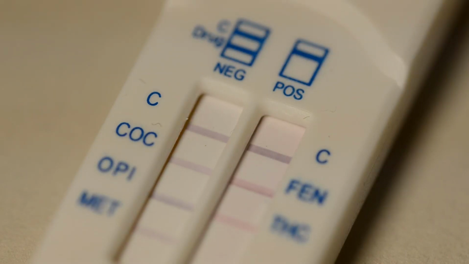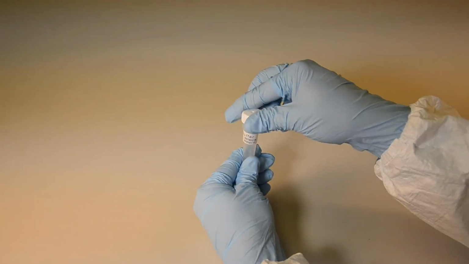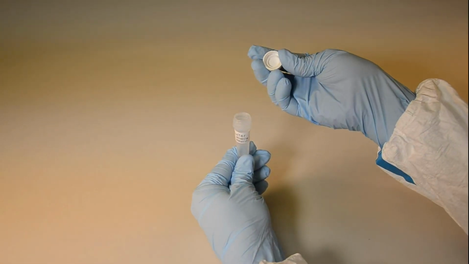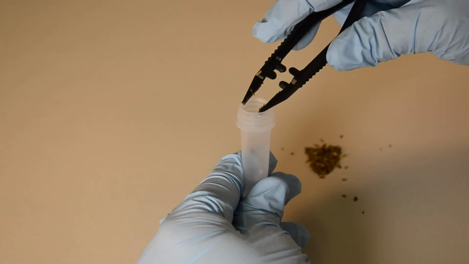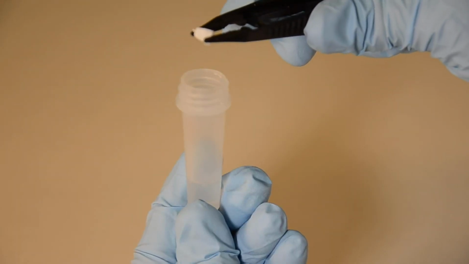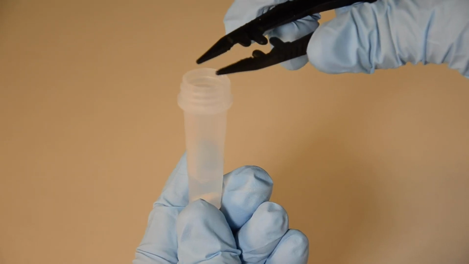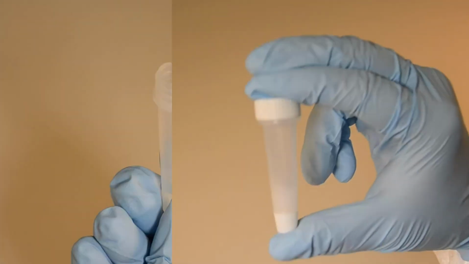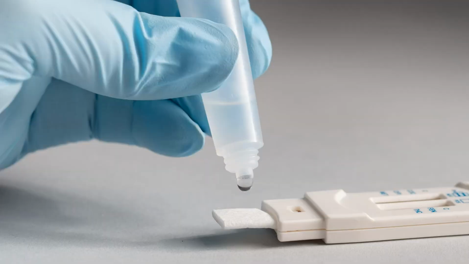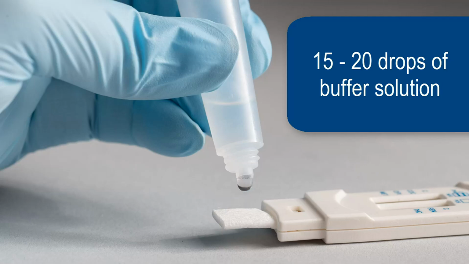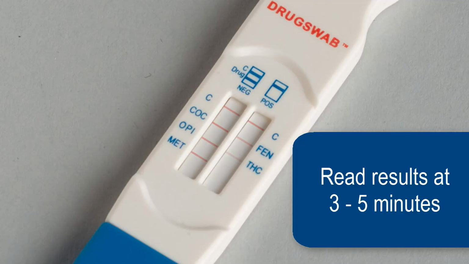To test suspicious substances, remove the cap from the large end of the buffer solution vial and place the suspected substance into the buffer vial. To test a pill, place a portion of the tablet into the vial. Replace the lid and shake for 15 to 30 seconds. Remove the cap on the smaller end of the vial and add 15 to 20 drops of the buffer solution onto the collection pad. After 3 to 5 minutes, read the results.